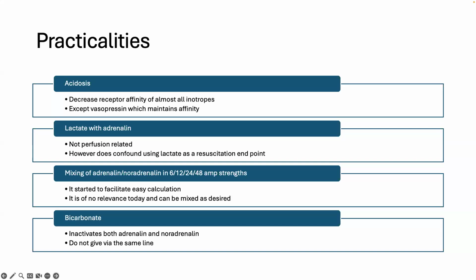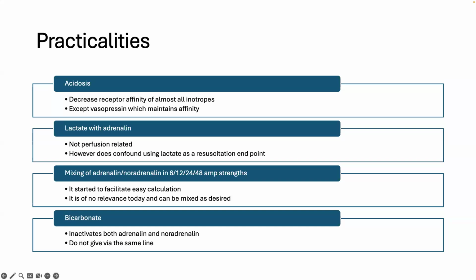But lactate is a useful thing for us to monitor. So we'd like to see that lactate comes down. When you've put a patient on adrenaline and the lactate doesn't come down, you don't know whether the lactate's not coming down because of the adrenaline or because the patient's not getting better. So it removes a monitoring endpoint for us, which is not the end of the world, but it's just something to consider.